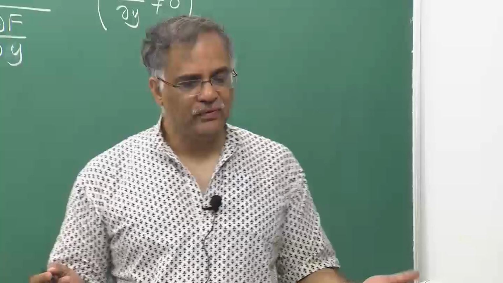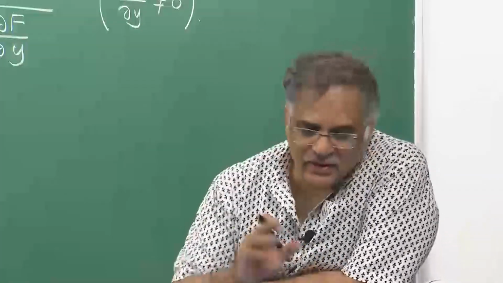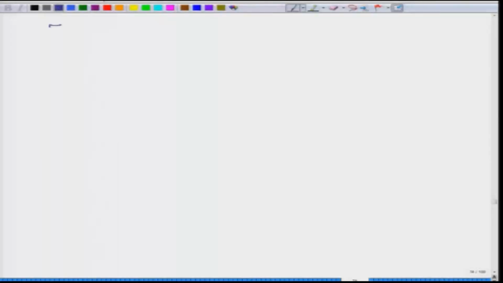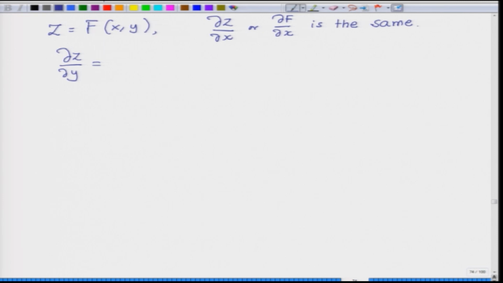This is the way we can find out. Of course, there is a question: what would happen if del f del y, or del z del y, because we have written z is equal to f(x, y)? So, instead of del f del y, you can call it del z del y; writing this or this is the same. Now, the important question is, what would happen if del f del y, or del z del y, is equal to 0? Then what happens to dy dx? Dy dx stands undefined. Dy dx is no longer defined.